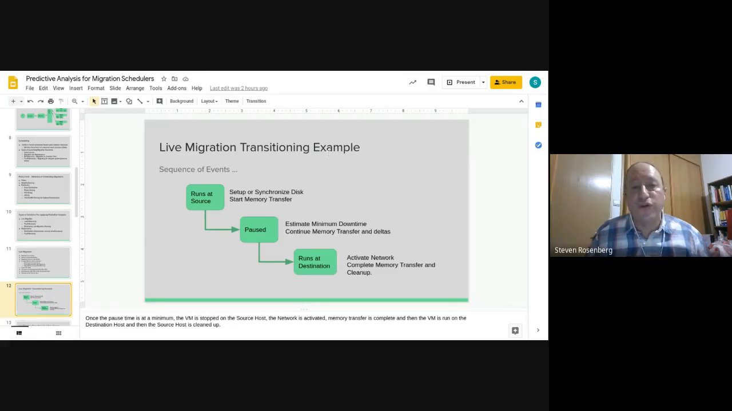So, a live migration transitioning example. These are the sequence of events. We set up or synchronize the disk, and we start the memory transfer while the process is still running on the source. We estimate the minimum downtime, and we continue the memory transfer in deltas until we reach the minimum pause time. Then we pause the process, we activate the network on the destination, we complete the memory transfer, and then we run the process on the destination, and then we clean up the source.